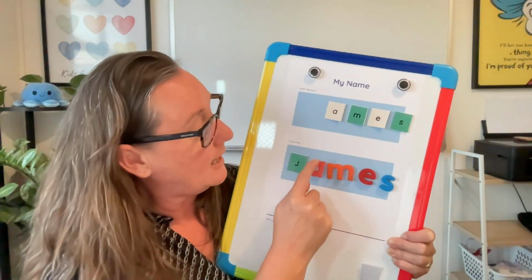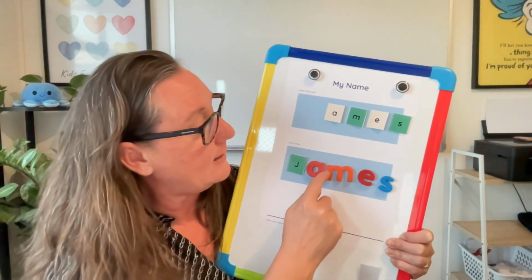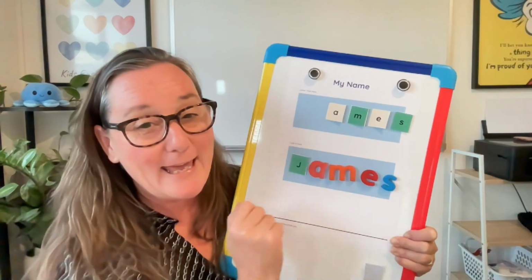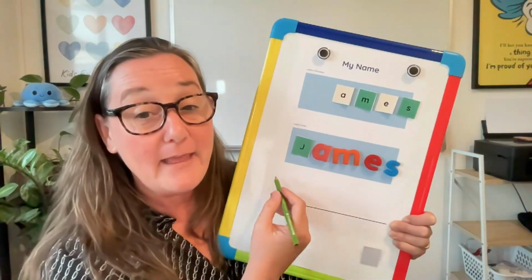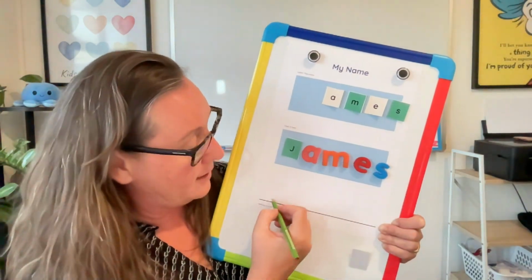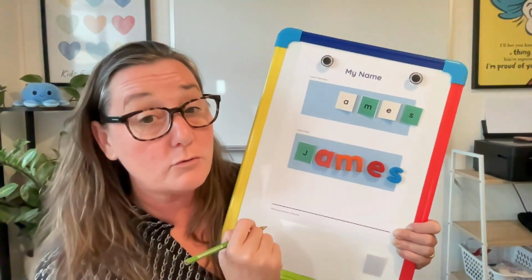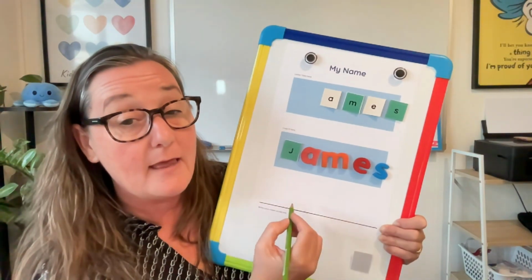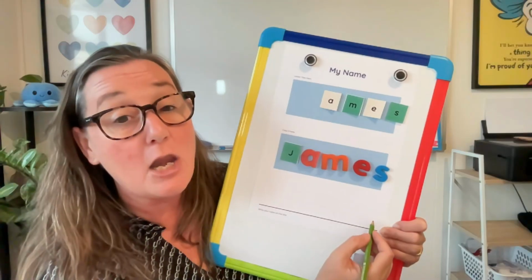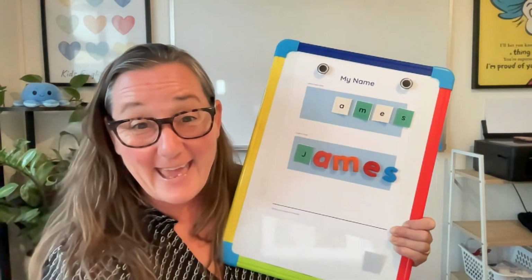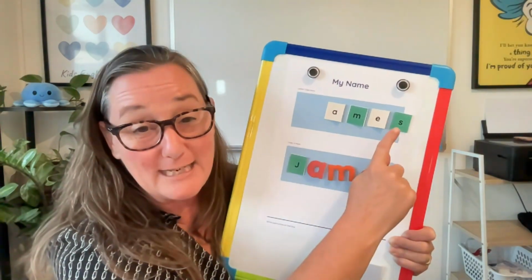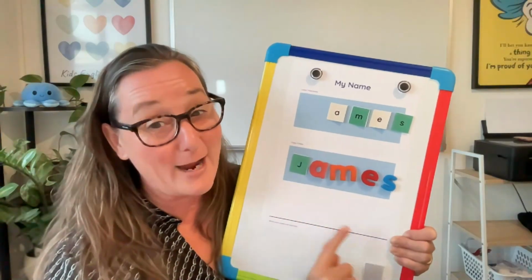So J, A, M, E, S. But just make sure you've got the correct formation there. And then they can write their name on the line. Make sure you're reinforcing that the first letter is a capital letter and then all the other letters are lowercase letters. Okay? And that's all you need to do to just practice, right? So build it, copy it, write it.